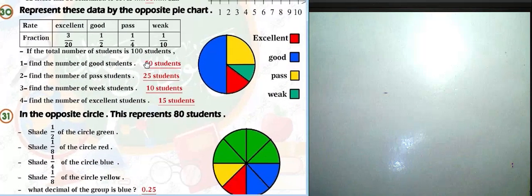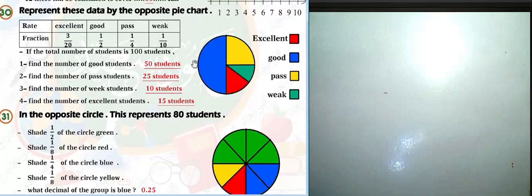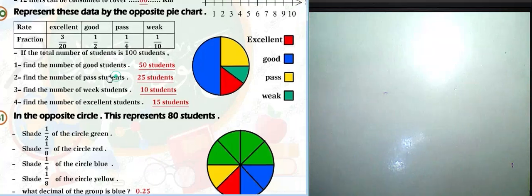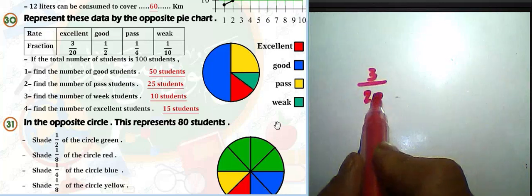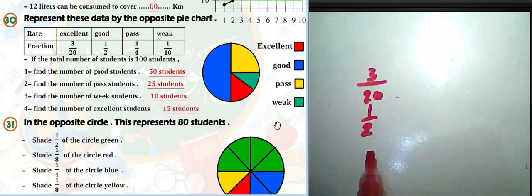Question 10: represent this data by the opposite pie chart. We can find here 3 over 20, a half, a fourth, and 1 over 10 of the total. Okay, a half about what? About good, half. Excellent, 3 over 20. Okay, we can represent the circle by writing the least common multiple. Look here, I will explain the steps. 3 over 20 and a half and a fourth and 1 over 10.